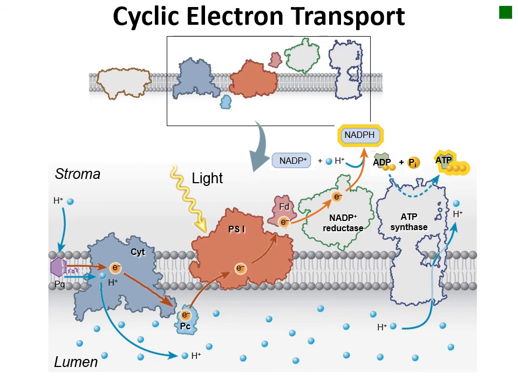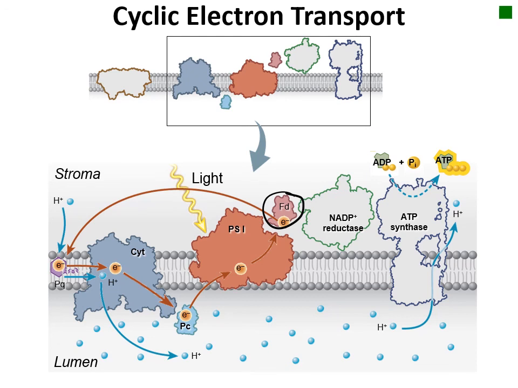In cyclic electron transport, when electrons reach the ferredoxin, here, ferredoxin can instead shuttle them back to plastoquinone instead of on to NADP reductase. As the electrons from ferredoxin are picked up by plastoquinone and transferred back to cytochrome B6F, additional protons are transported from the stroma to the lumen, increasing the gradient that can be used to drive the synthesis of ATP, so that enough energy is produced to power the Calvin cycle.